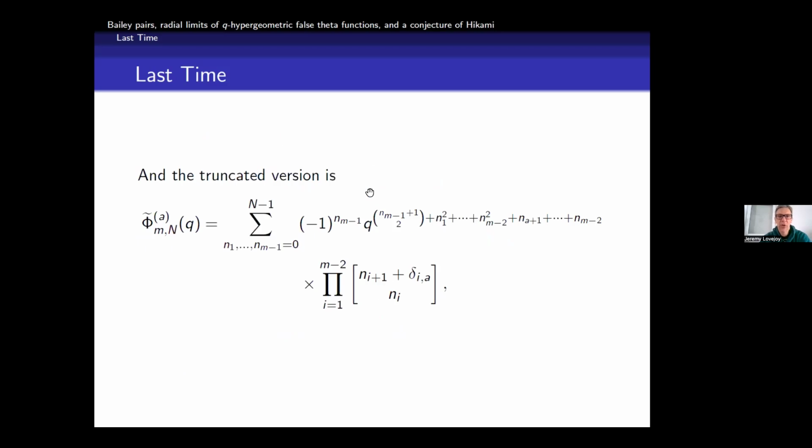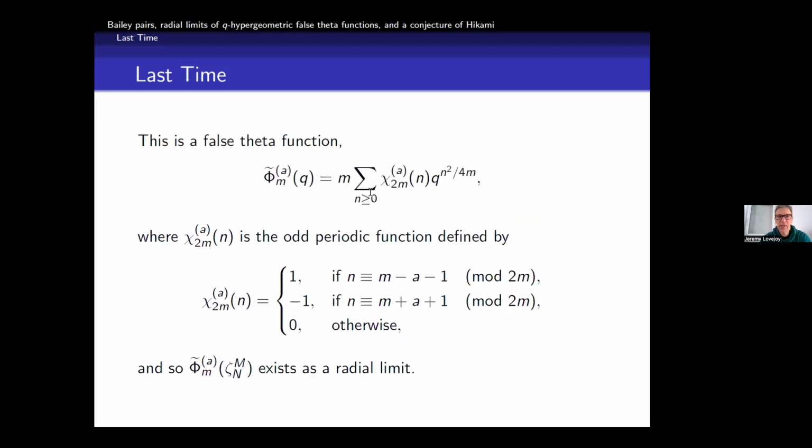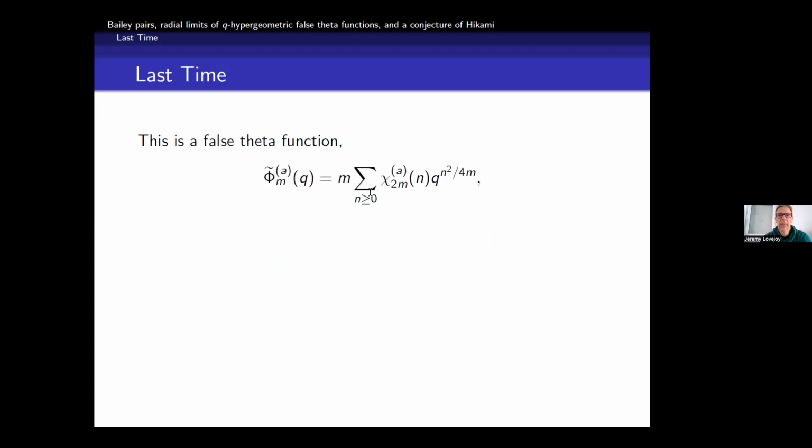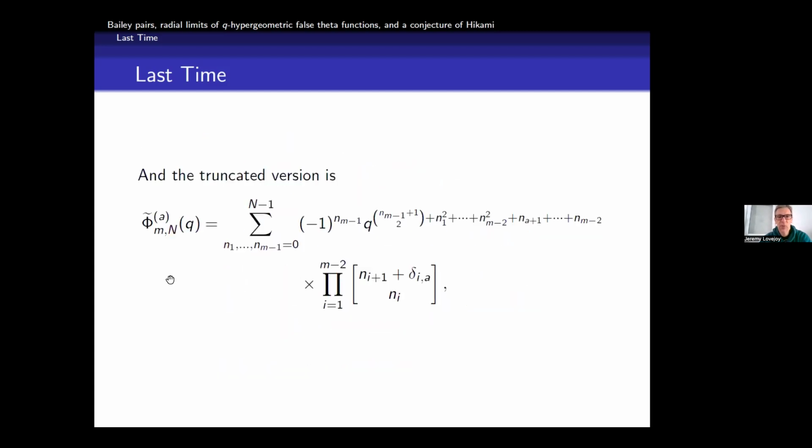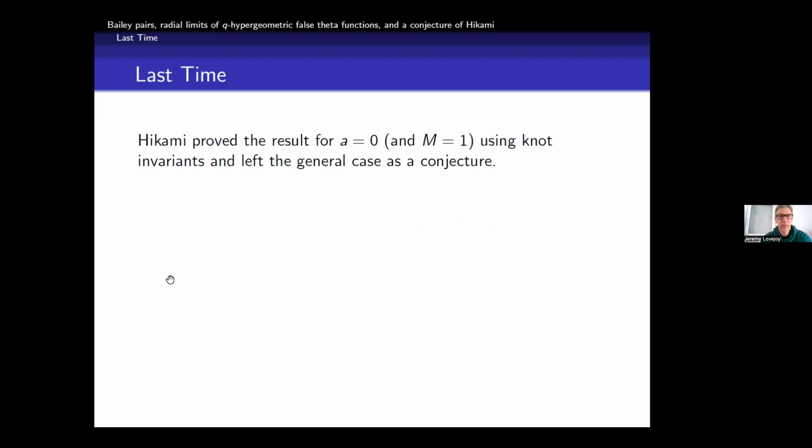And then the truncated version is just the truncated version. This is the same function here. Go back up. We forget about the constant and this power of q in front, and we just take this q-multisum and truncate it. So instead of summing over all n_i, we sum up to capital N minus 1. The truncated version is just a polynomial. So we can evaluate this at any complex number, and in particular at roots of unity.